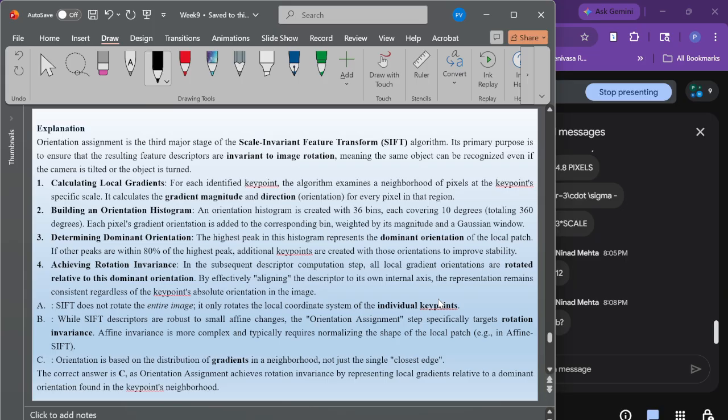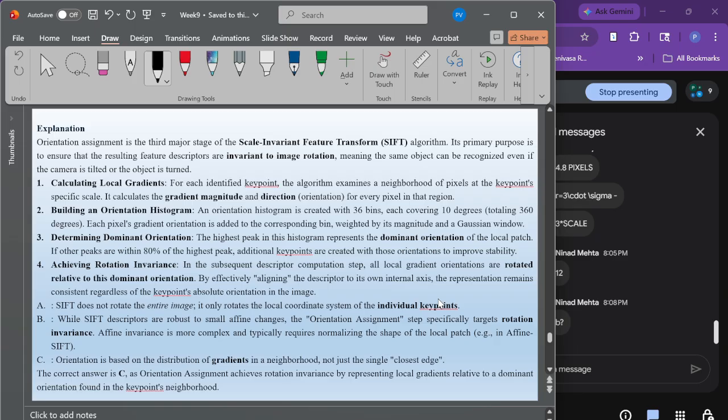Okay, so now the next option. It does not rotate the entire image, it only rotates the local coordinate system of individual key points. So it will not rotate the entire image, it rotates only local coordinates. And for option B, while SIFT descriptors are robust to small affine changes, the orientation assignment step specifically targets rotation invariance.